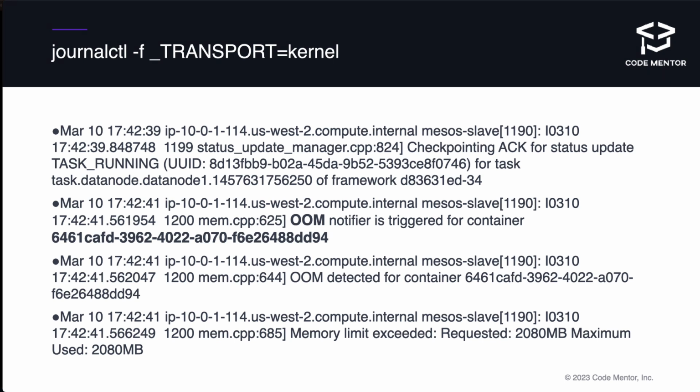So here we're using journalctl to look at the transport, and we'll see that there was an OOM kill here for this particular process, this container in this particular case, and we can see the details of it. So again, this is very low level inside the operating system at the host level. I can look at the journal.